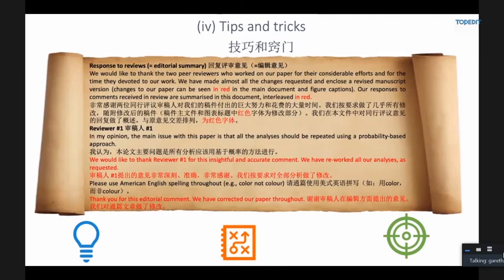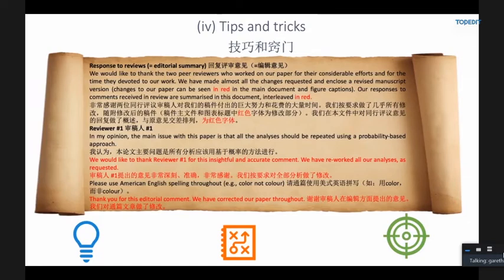Here's an example that I made up for this presentation, but you can see how it works. At the top of the response document, you put an editorial summary, an executive summary, if you like, that quickly and simply tells the editor what you've done. We would like to thank the 2 reviewers who worked on our paper for their considerable efforts and the time they devoted to our work. We've made almost all the changes requested and enclose a revised manuscript. Changes to our paper can be seen in red in the main document and figure captions. Our responses are summarized here, interleaved, as you can see, in red.